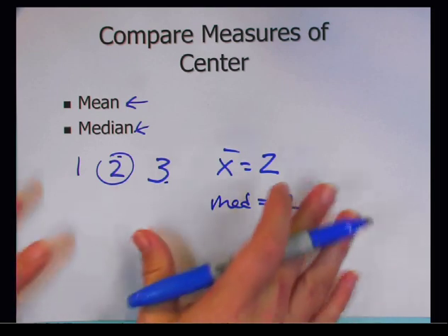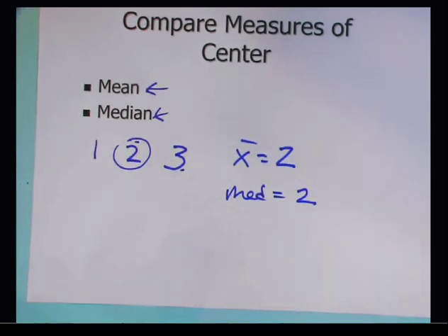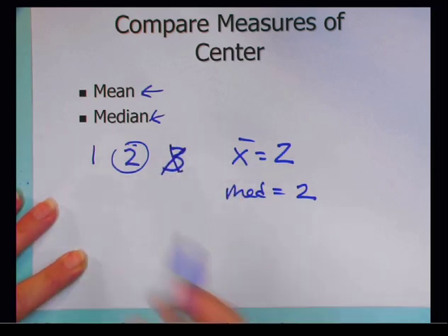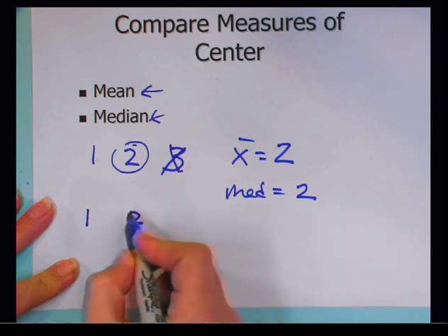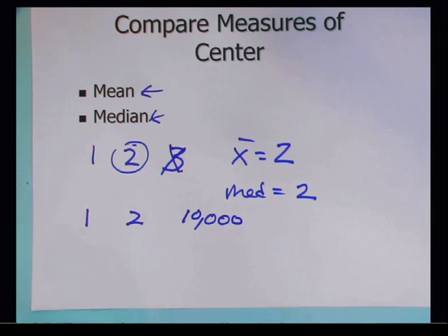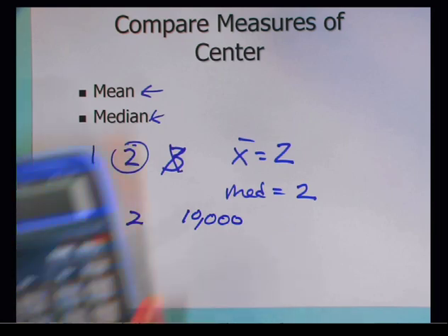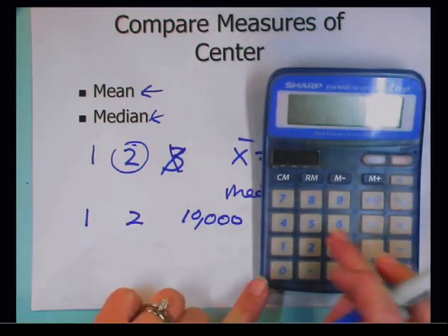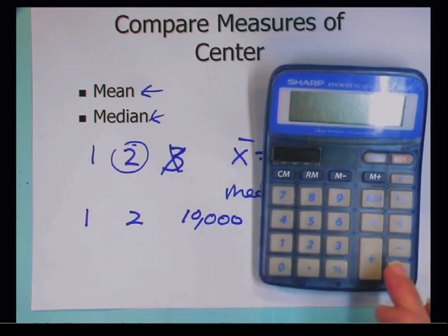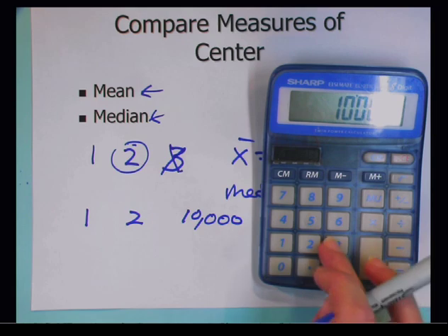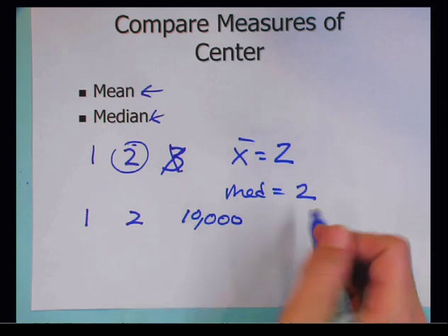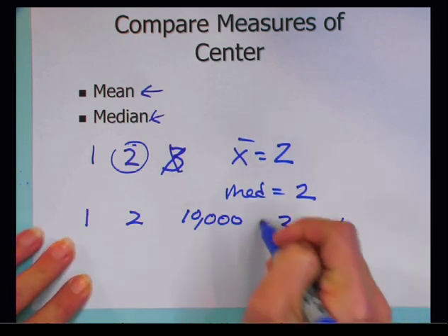Now let's change this up a little bit. Instead of 3, let's say someone scored really high. You had a 1, a 2, and 10,000 was your third score. Now if you calculate the average of this, your average or your mean, same thing, 10,000 plus 2 plus 1 equals, and then remember we divide by 3. Your average is now a really high number. It's over 3,000. So your average is 3,334. This is your new average.